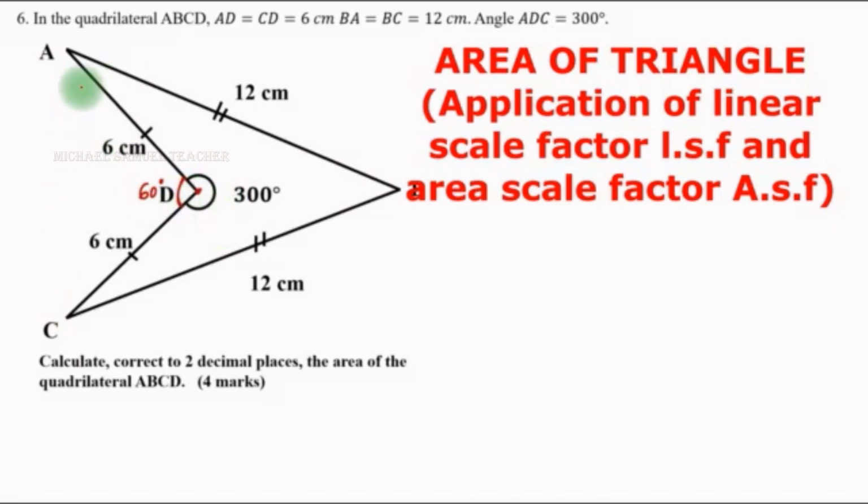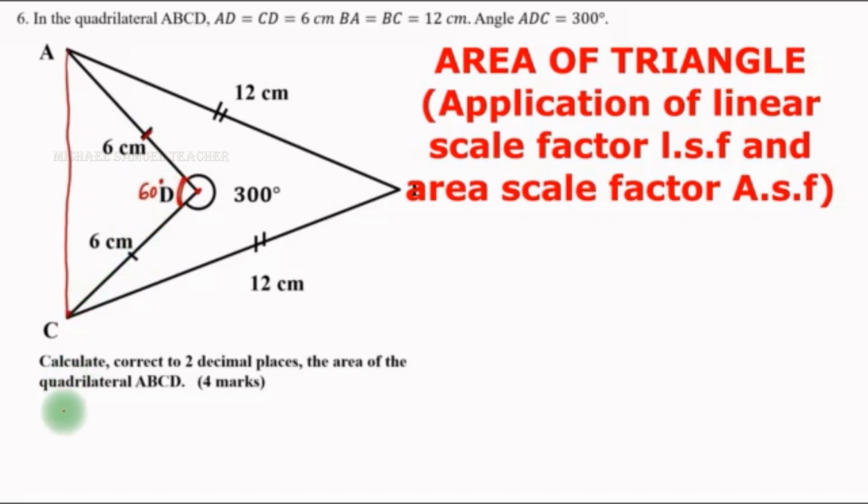If I join AC, then triangle ADC is an isosceles triangle, and triangle ABC is also an isosceles triangle. So they'll be similar triangles. So this AD corresponds to AB and BC corresponds to DC.